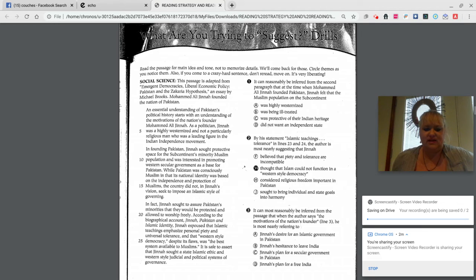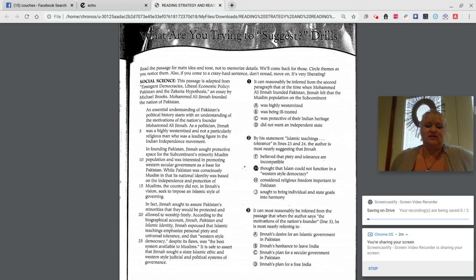An essential understanding of Pakistan's political history starts with an understanding of the motivations of the nation's founder, Muhammad Ali Jinnah. As a politician, Jinnah was highly westernized and not a particularly religious man who was a leading figure in the Indian independence movement. So, westernized means that he was like us, like we're in America, we're westernized. And so he wasn't religious, and he wanted to be like Americans.